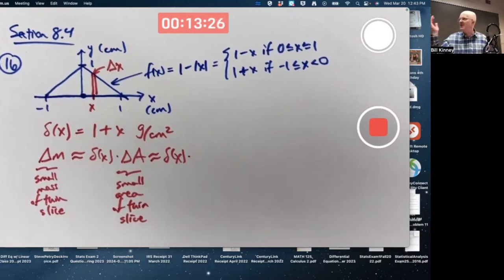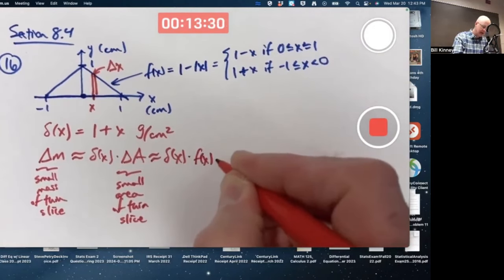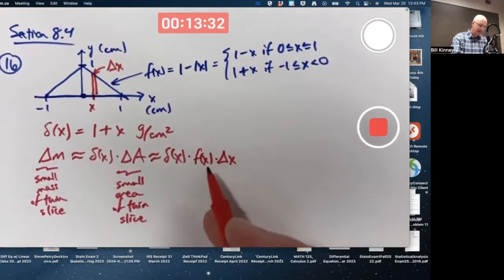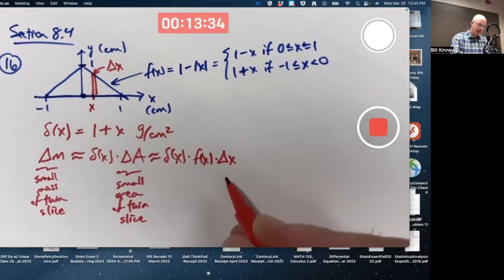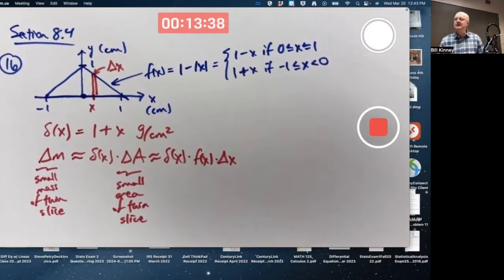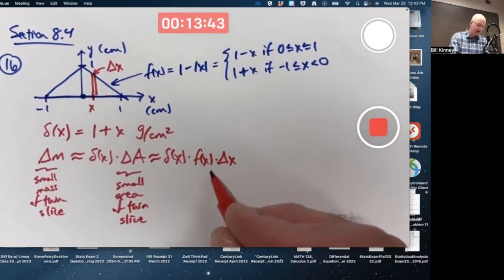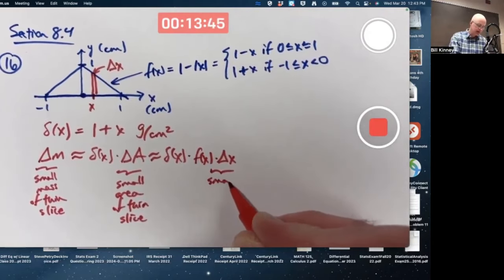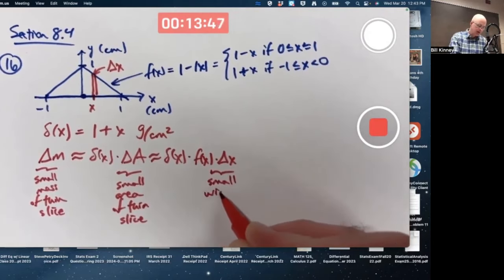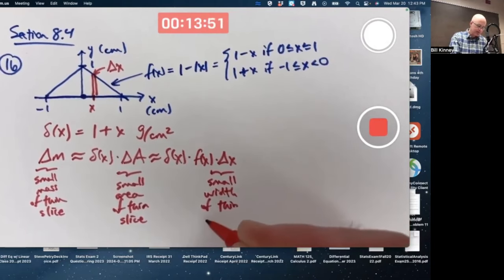I could have called it h of x instead of f of x, but I called it f of x. Height times width gives you the delta A. Delta x is the small width of the thin slice. I might as well continue labeling this. Small width of thin slice.